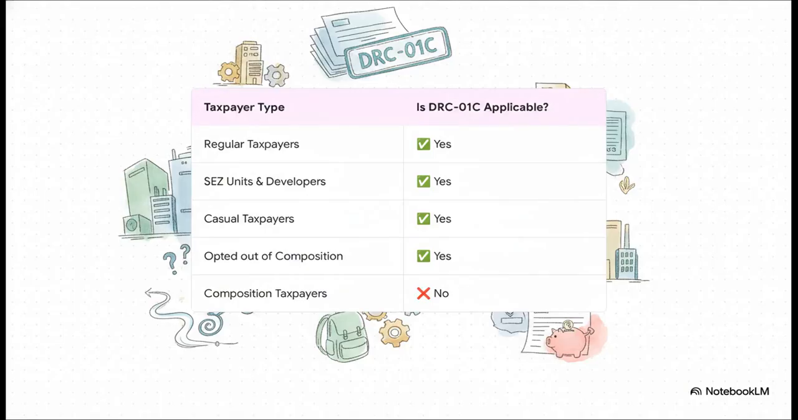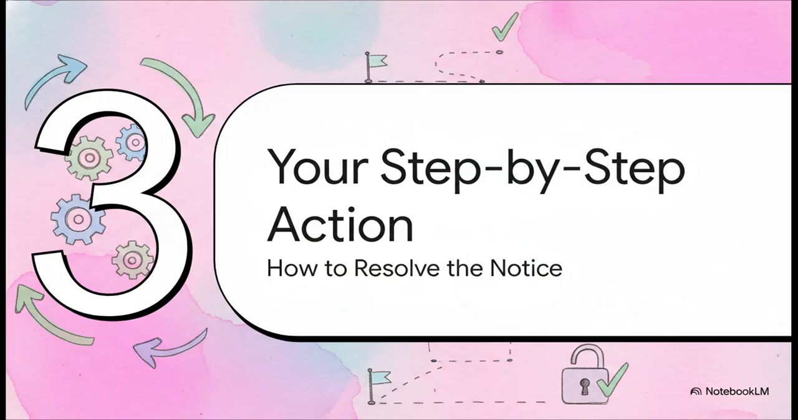So who needs to be on the lookout for this? Pretty much if you're a regular taxpayer, an SEZ unit, even a casual taxpayer, this applies to you. The only main group that gets a pass are businesses under the composition scheme. Okay, so the notice has landed in your inbox. First things first, don't panic. We're going to walk through the exact step-by-step plan to get this resolved and get your filing unblocked.